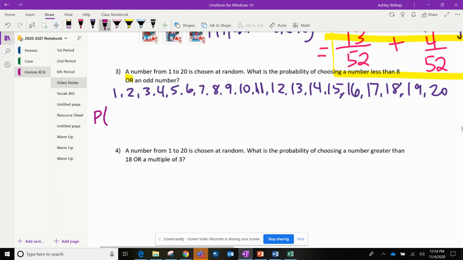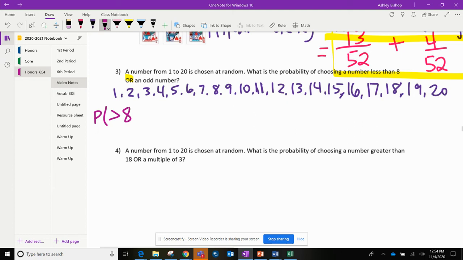The probability of getting a number less than 8, I'm going to use the less than symbol. Less than 8, that's the less than symbol. Whatever it's opening up to, that's where it opens up to is the number it's greater than. So if it's not facing the 8, then it's less than.